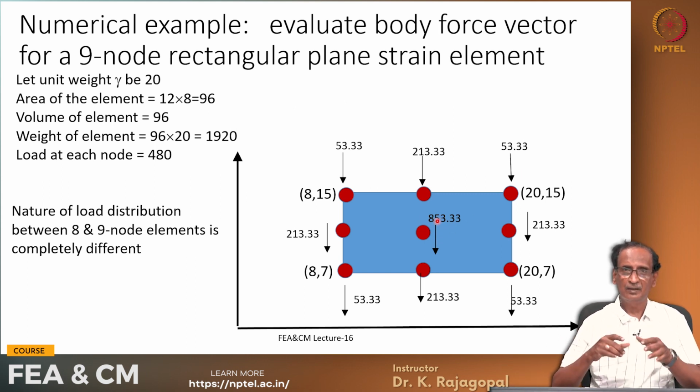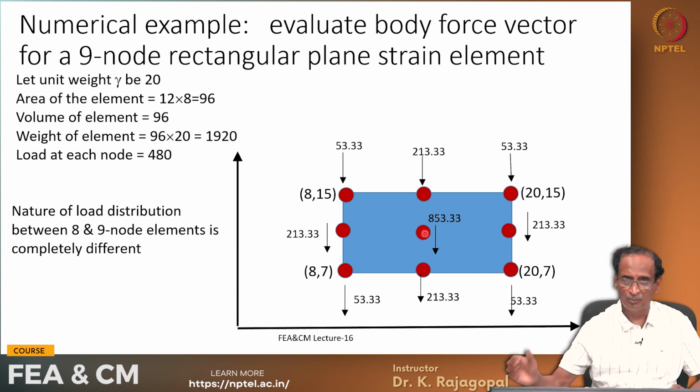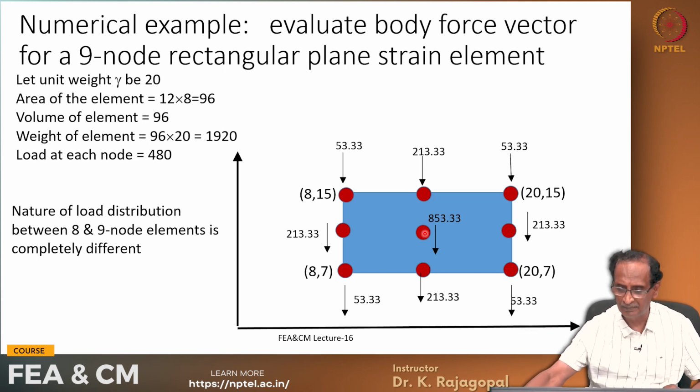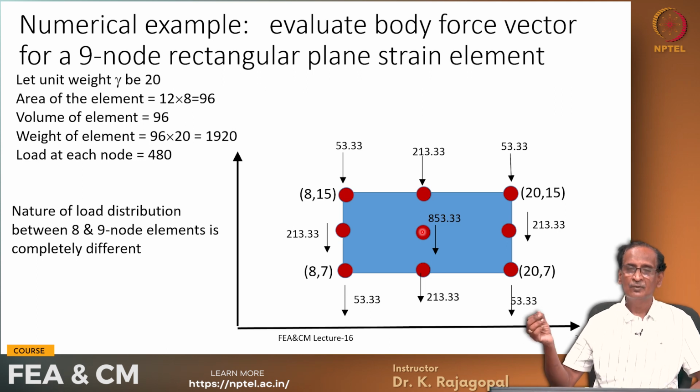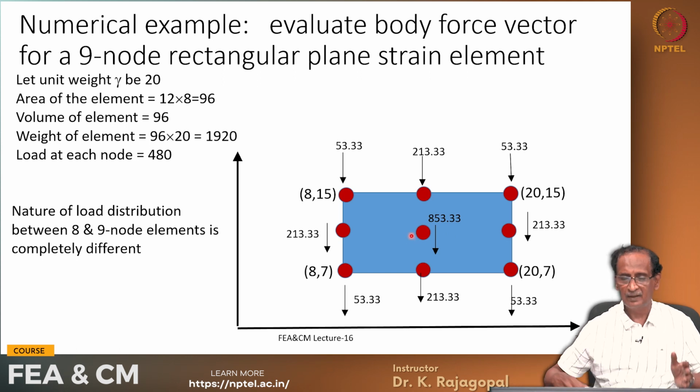Actually we can see based on this that the center point has more weight in terms of the stiffness, like these degrees of freedom at this 9th node will have much higher stiffness contribution, and correspondingly we also get a higher load when we distribute this N transpose B dV. Okay.